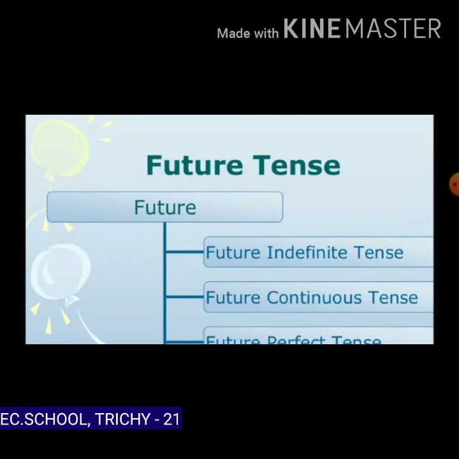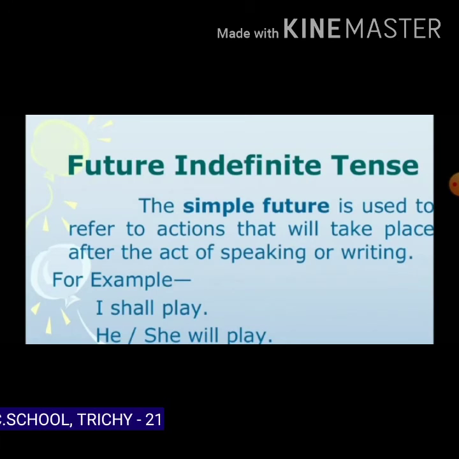Future tense. What is the simple future? Future continuous, future perfect, and future perfect continuous. Simple future is used to refer to an action that will take place after the act of speaking or writing. For example, I shall play, I will meet you, I will write a test, he will play, he will write a test. So that is simple future.